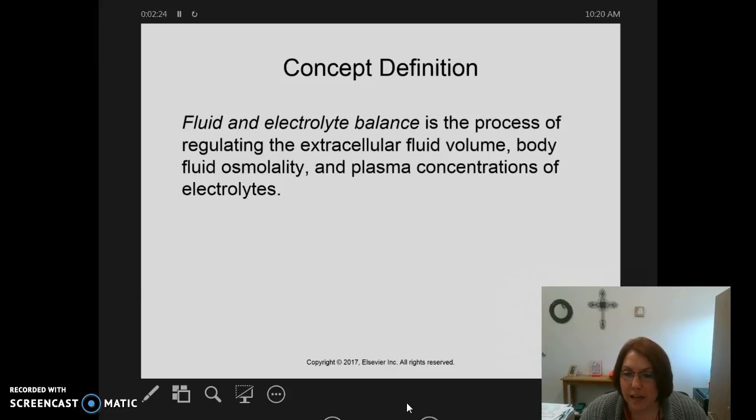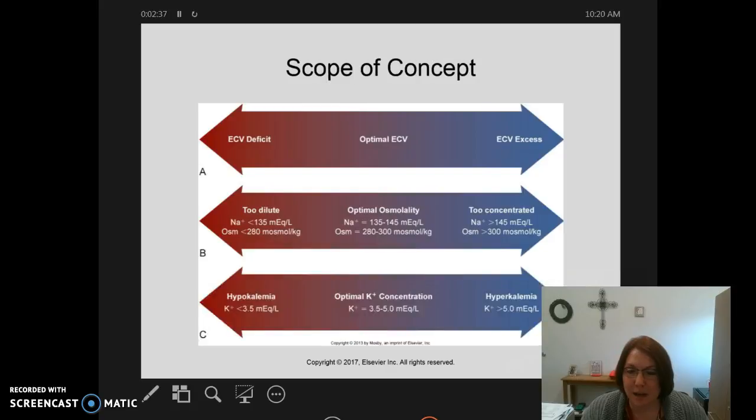Our body has a way of creating a homeostatic type of environment. So when one of our fluids is off or one of our electrolytes is off, our body has a way to compensate. We're going to talk about what happens when our body's having a difficult time compensating and what our role as nurses is going to be.